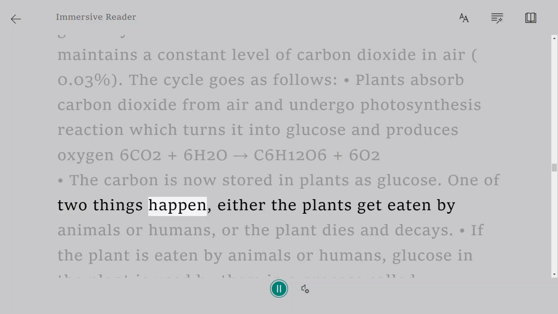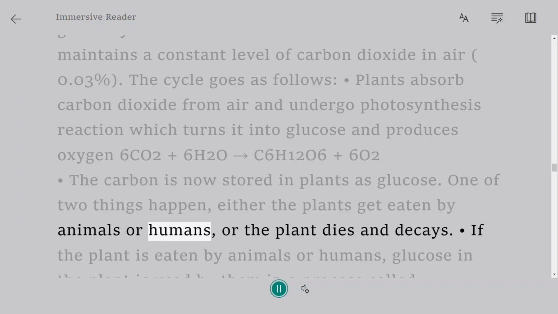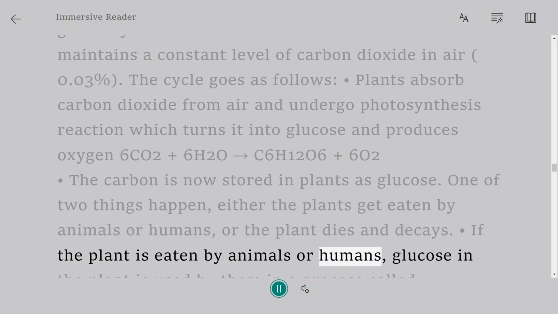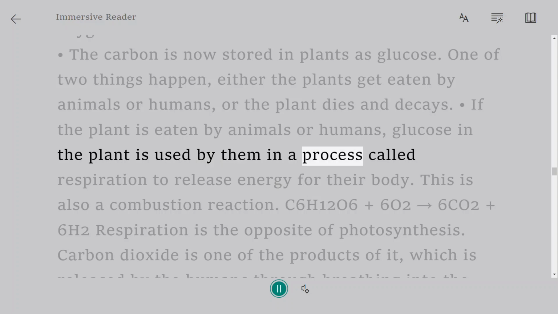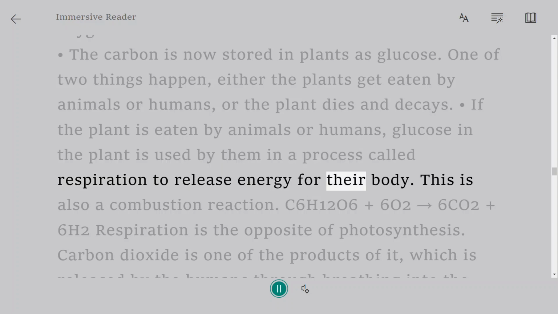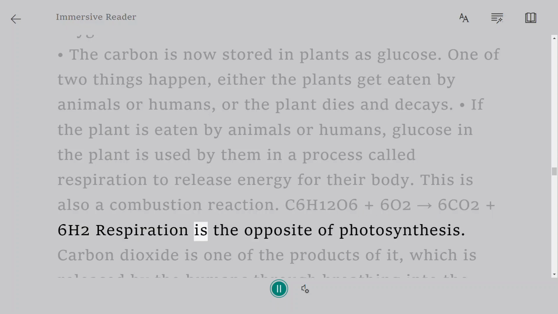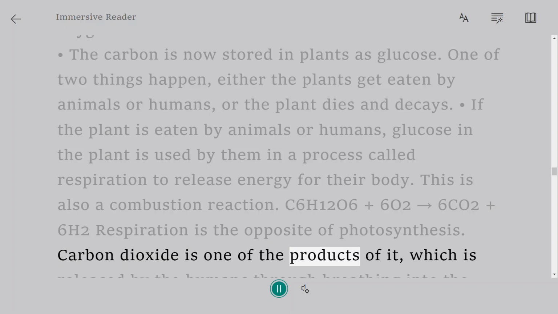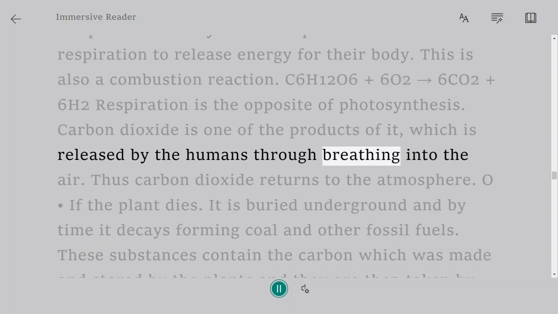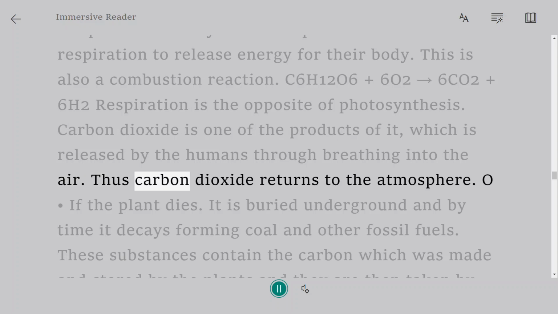The carbon is now stored in plants as glucose. One of two things happen: either the plants get eaten by animals or humans, or the plant dies and decays. If the plant is eaten by animals or humans, glucose in the plant is used by them in a process called respiration to release energy for their body. This is also a combustion reaction. C6H12O6 plus 6O2 gives 6CO2 plus 6H2O. Respiration is the opposite of photosynthesis. Carbon dioxide is one of the products of it, which is released by humans through breathing into the air. Thus carbon dioxide returns to the atmosphere.